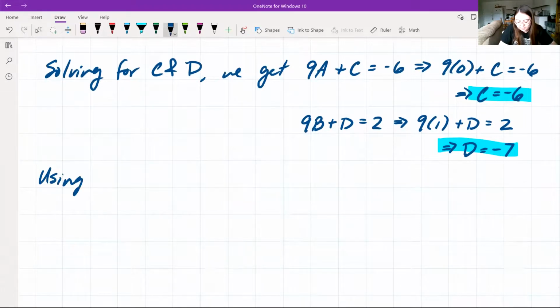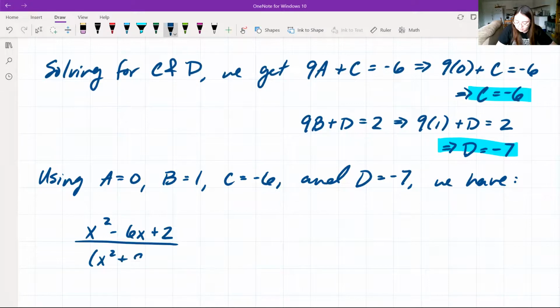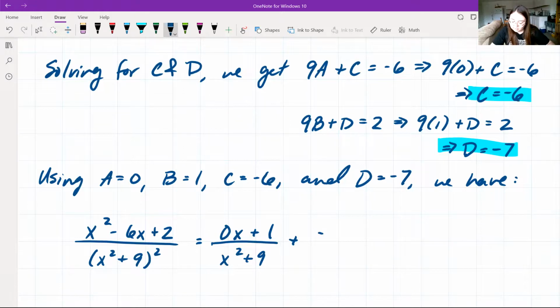So using a is equal to 0, b is equal to 1, c is equal to negative 6, and d is equal to negative 7, we have that x squared minus 6x plus 2 divided by x squared plus 9 squared is going to be equal to 0x plus 1 divided by x squared plus 9, plus negative 6x minus 7 divided by x squared plus 9 all squared.